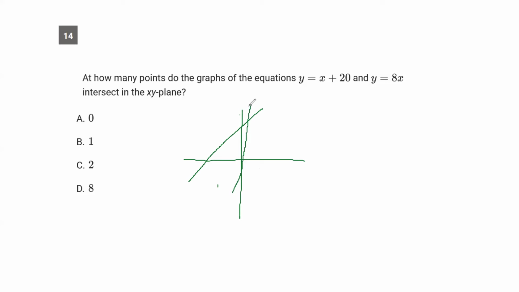So they intersect once. For 2 linear equations, the possible answer choices are not D or C. It's either going to be A, 0, which happens when they're parallel, right? Parallel lines never intersect in a plane. Or B, 1, when they aren't parallel and they intersect. Or you can have infinitely many when they're the same exact equation. And that's not an option here. So let's go to the next one.